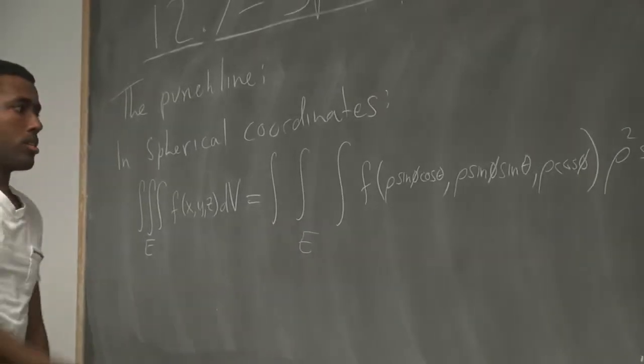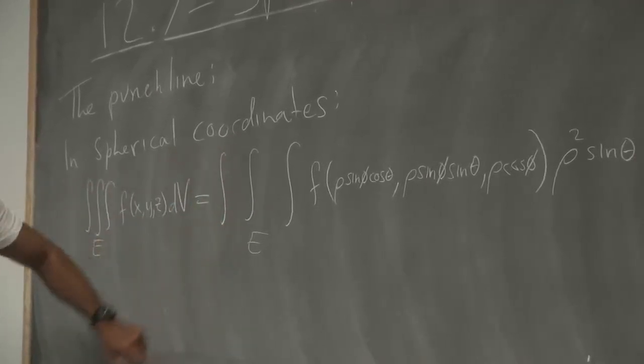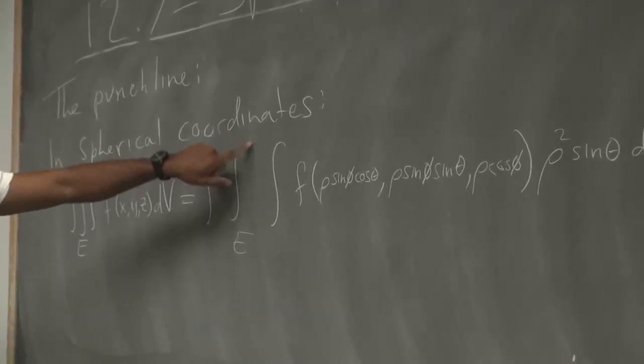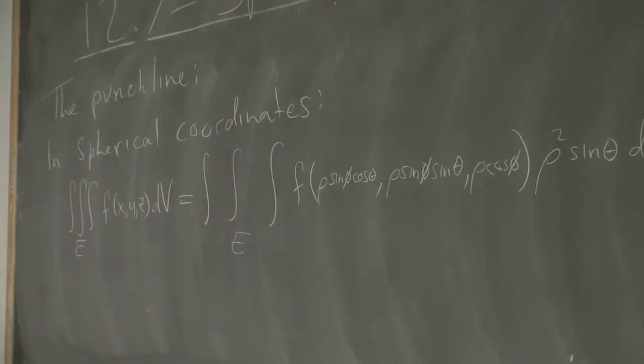I'm going to just write E here. The limits would be obvious. Theta is the same old limits that you're used to. Then phi, you're going to find out the limits for the angle phi, then you're going to find out limits for rho, right?